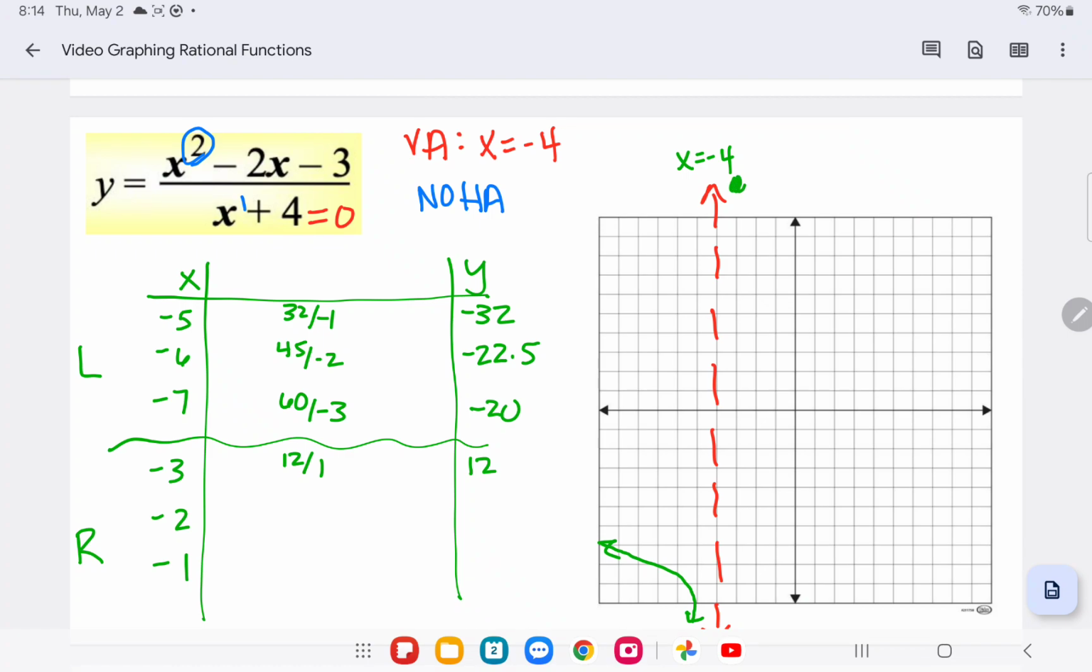-2, when I plug in, I get 5 over 2, which is 2.5. -1, I get 0 over 3, which is 0. And I wanted to make sure I knew what I was doing, so I also plugged in 0 to get -3/4. Plugged in 1 to get -4/5. So it looks a little bit like this.